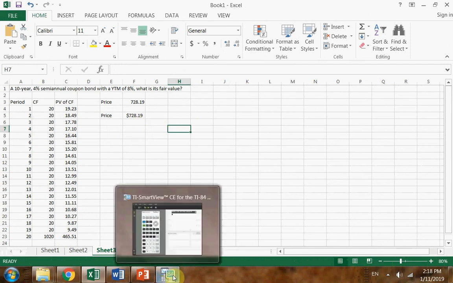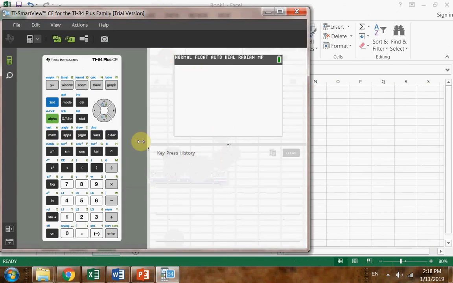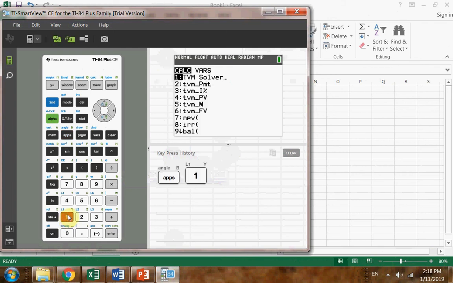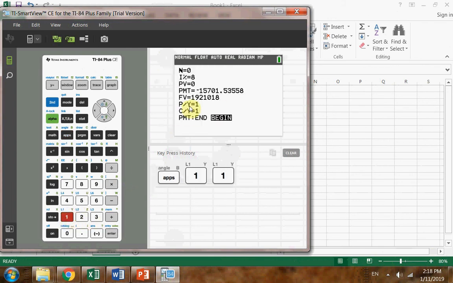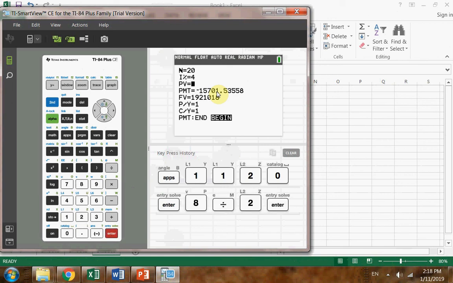And if you want to use a calculator to do the job, this is what you need to do. You hit apps, finance, option number 1, and then time value of money. Then you have 20 periods, and your interest is 8%, and that should be half of the 8%. So I use 8 divided by 2, and you solve for present value, leave it at 0, and the payment should be 1,000.